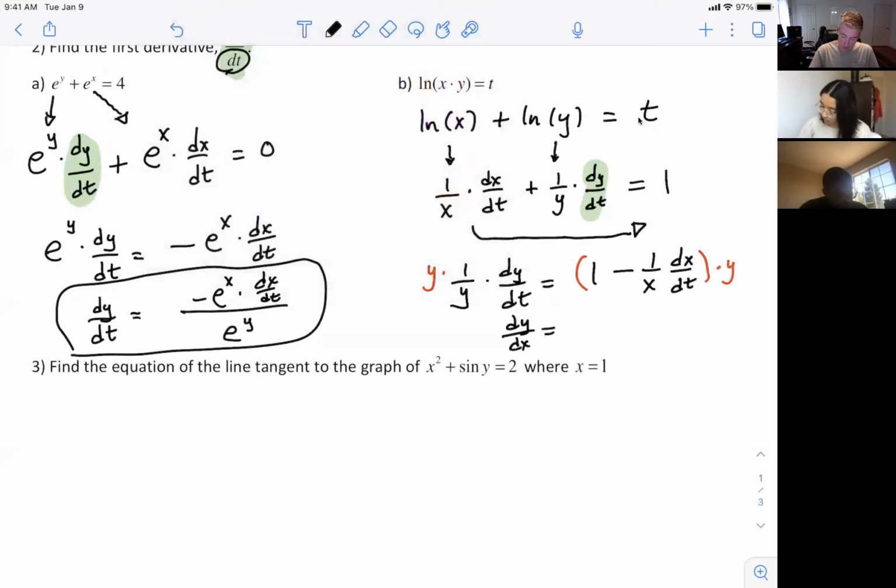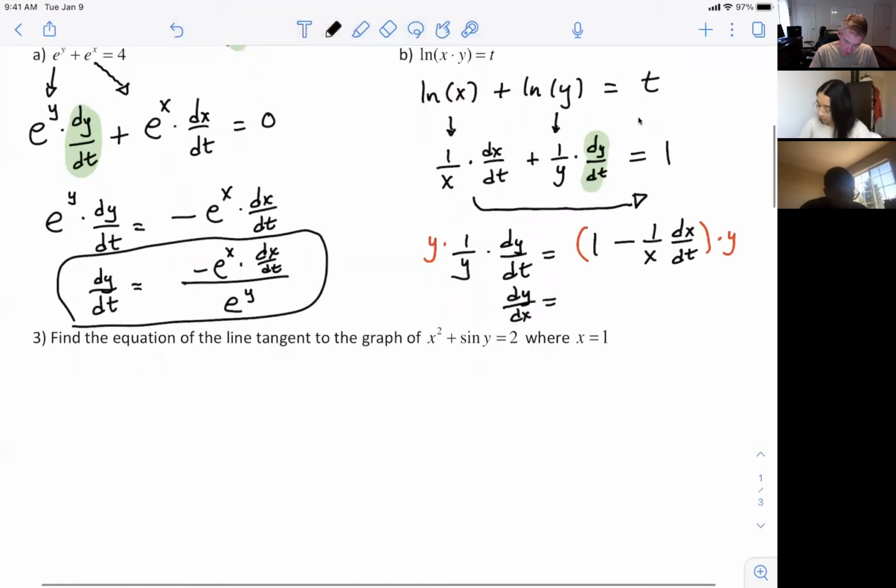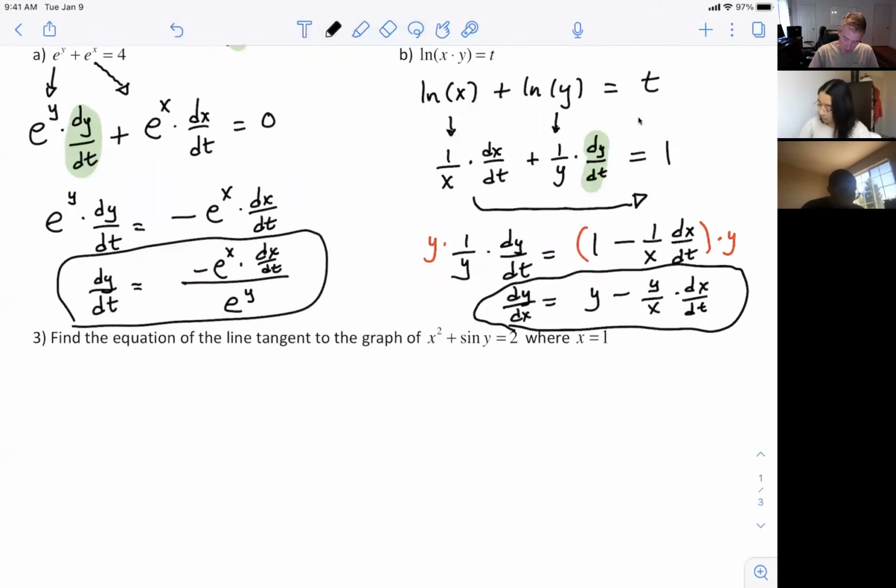And then you could either leave it like that or you could distribute. I haven't used the distributive property for a little while, so I'm just going to practice that. So multiply by y. And then this one will be y over x times dx dt. And then just wrap it up in a nice little oval shape.